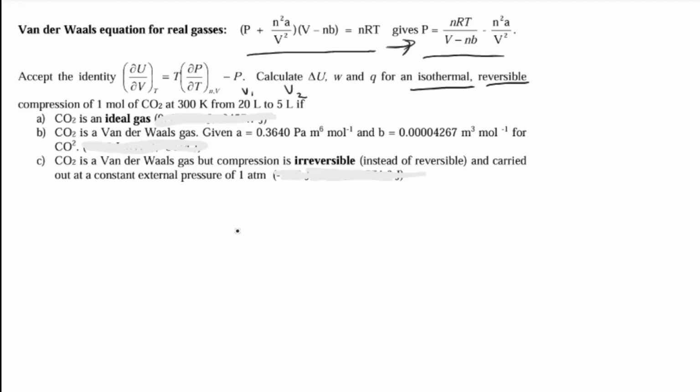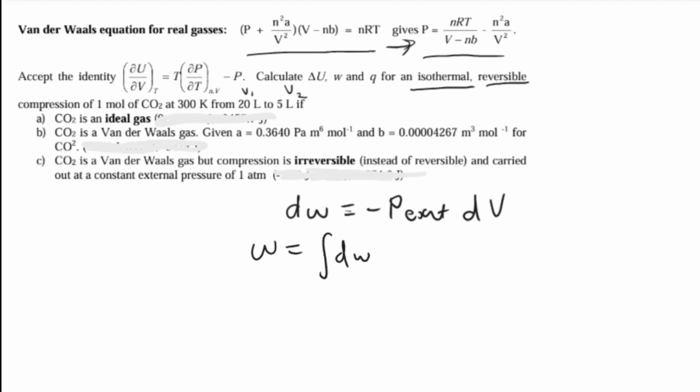For this problem, like your teachers always told you, you need to calculate the number of moles, in case you don't know where to start. This is where you can always start. dw, when you are looking for work, is the same as minus P external dV, and from here you figure out what is given and substitute it into this formula. Work is the integral of dw, and that is the integral of minus P external dV.